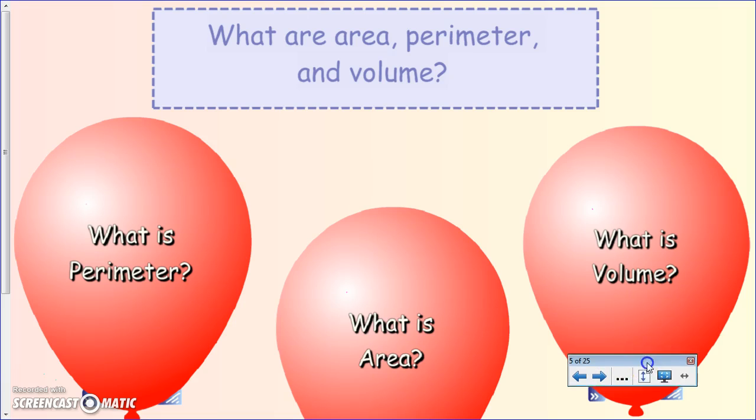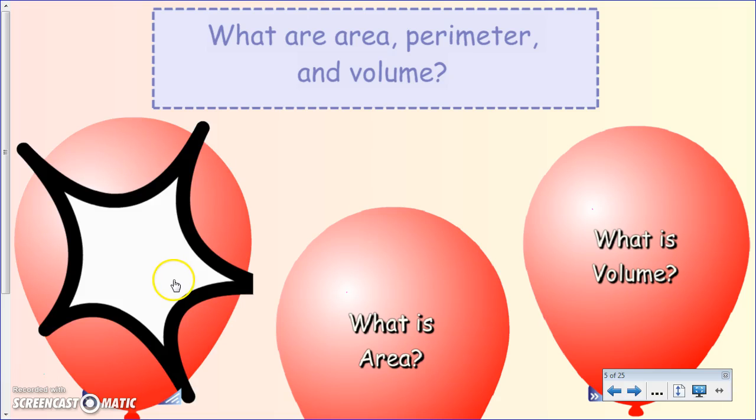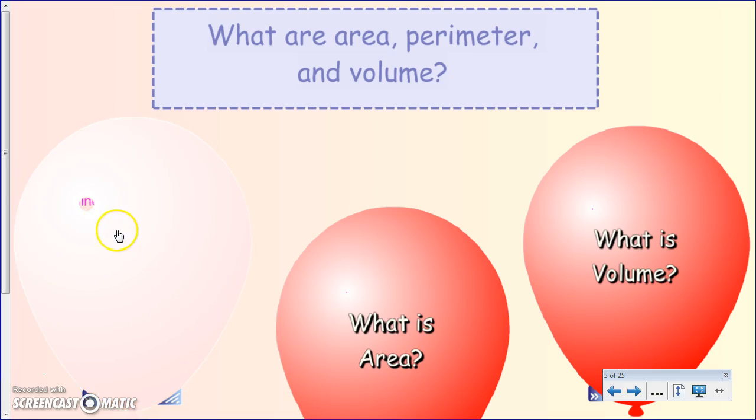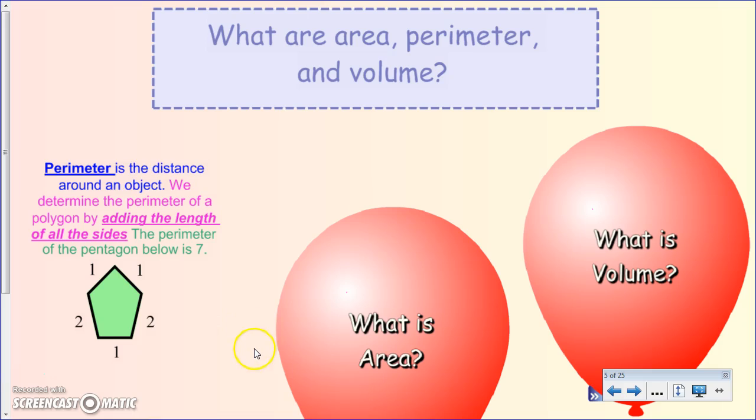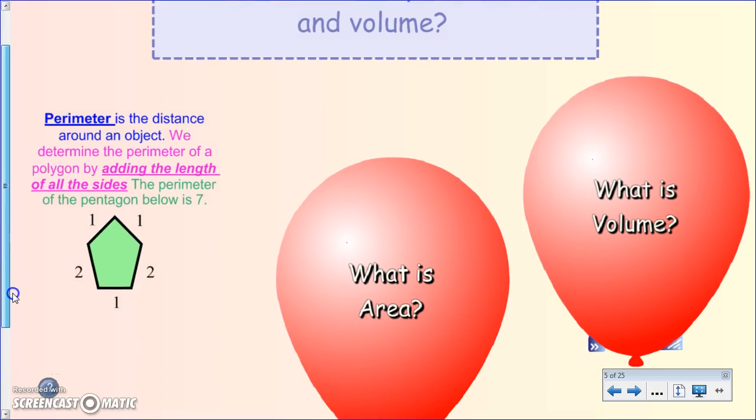As we continue here looking at area, perimeter, and volume, the first question is, what are they? So, what is perimeter? Perimeter is the distance around an object. We determine the perimeter of a polygon by adding the length of its sides. So the perimeter of this polygon here, the pentagon, is 7, because it's 1 plus 1 plus 2 plus 1 plus 2. So 7 units.